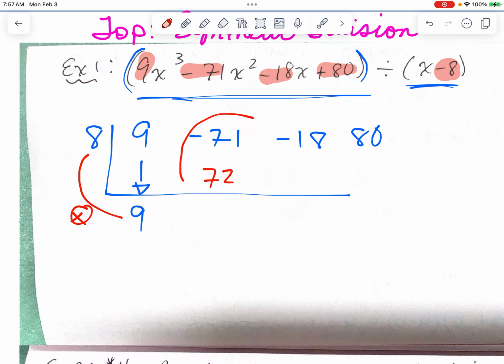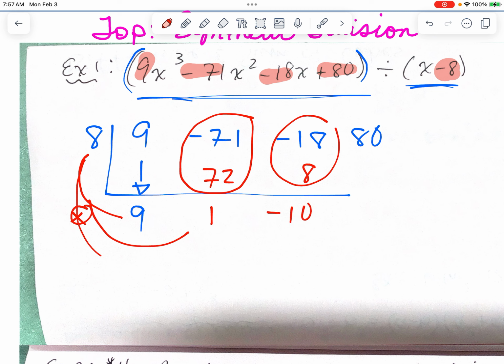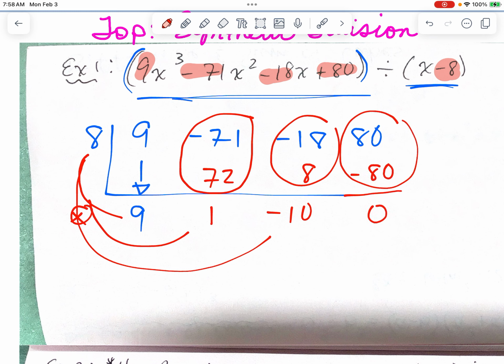And when we're on the inside of the box, we combine like terms. So when I put those two together, it is 1. And then we multiply on the outside again. 8 times 1 is 8. We combine like terms here. That's going to give us negative 10. And then we multiply again. 8 times negative 10 is negative 80. We combine one more time, and we're left with 0.